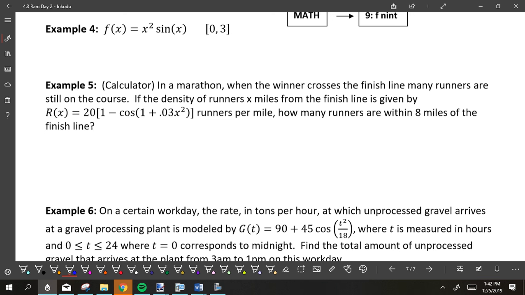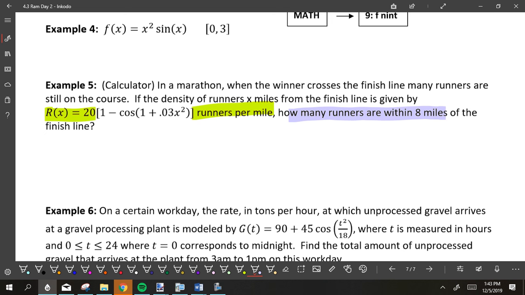Okay? The density of the runners, X miles from the finish line, is given by that equation. So you guys are all spread out. That equation will tell you the density, or in other words, how many people per mile. So this right here, R of X, is runners per mile. It is a rate. How many runners are within 8 miles of the finish line? They gave you a rate, runners per mile, and they are asking you for runners. What are you going to do with that rate?